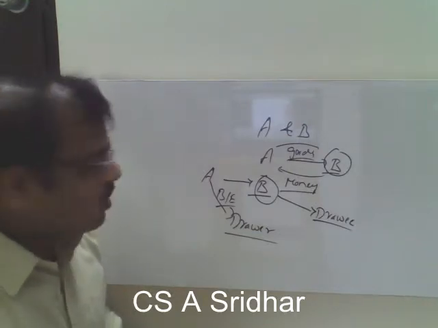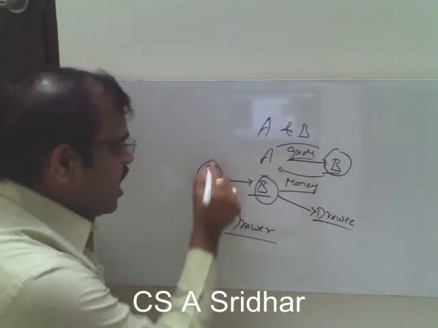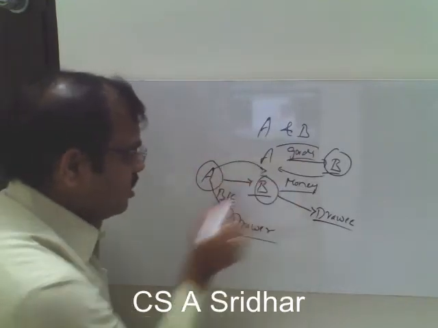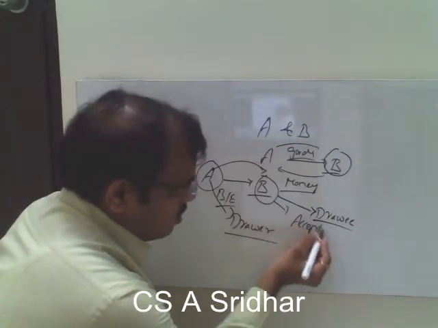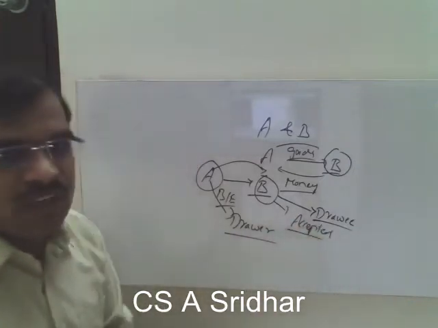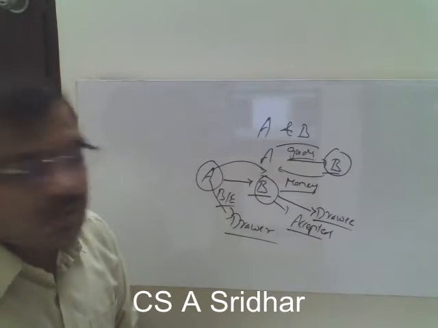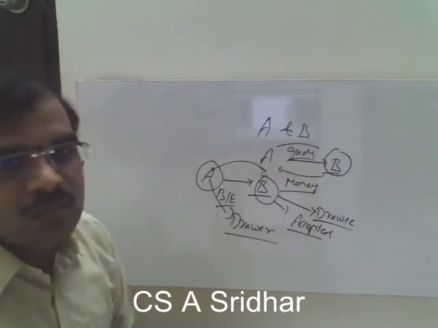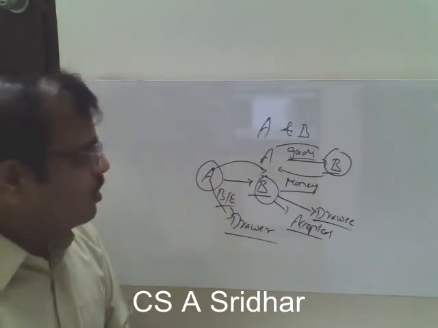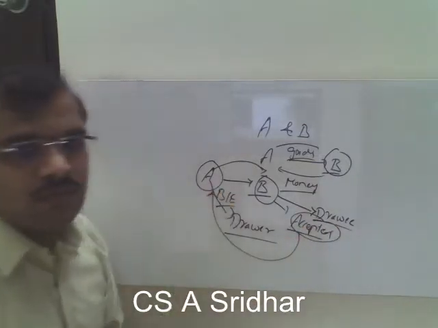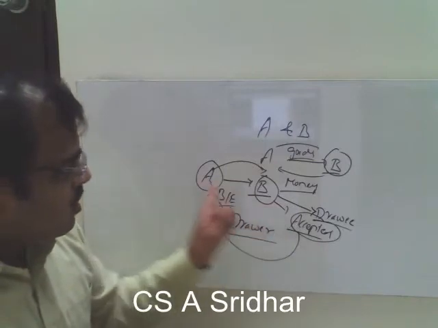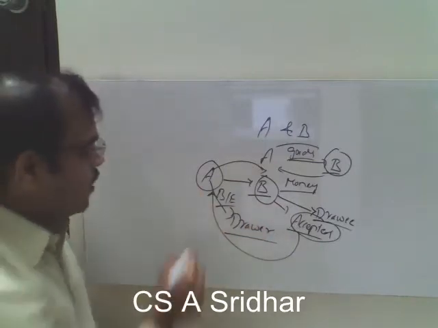Suppose take the example. Now A has drawn an instrument on B, and after that it is accepted by B that I am going to make the payment. So who is accepting the liability? B is accepting the liability. After accepting the liability, B is giving the instrument to A.